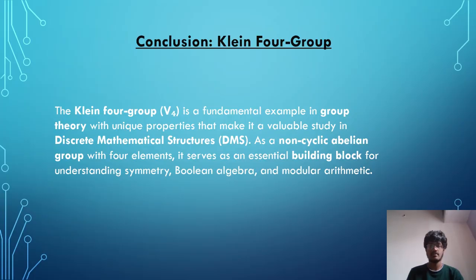Next, it serves as an essential building block for understanding symmetry. When we are going to understand anything about symmetry, we first analyze the Klein 4 group. We start with this topic, and later we understand the symmetry of the particular method, then Boolean algebra and modular arithmetic. These are the building blocks for understanding symmetry, Boolean algebra, and modular arithmetic.